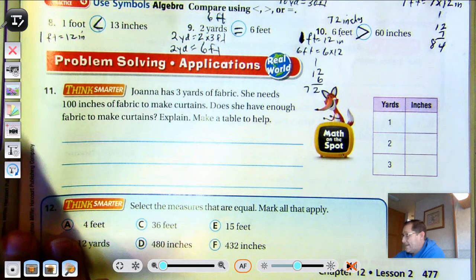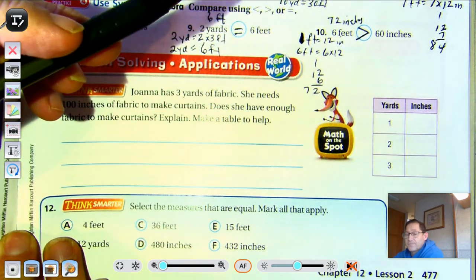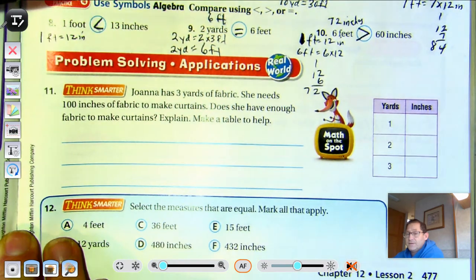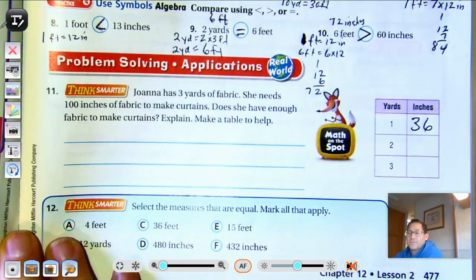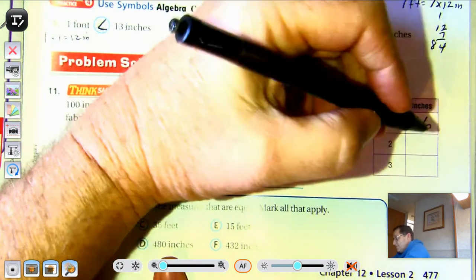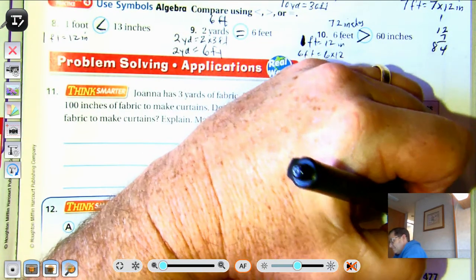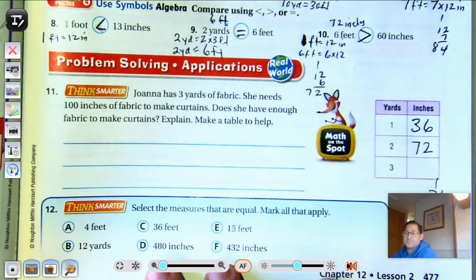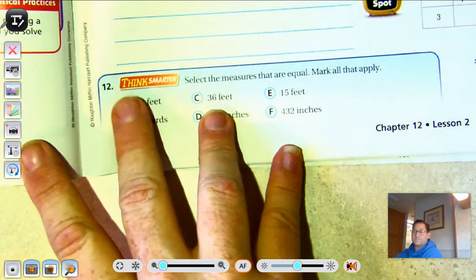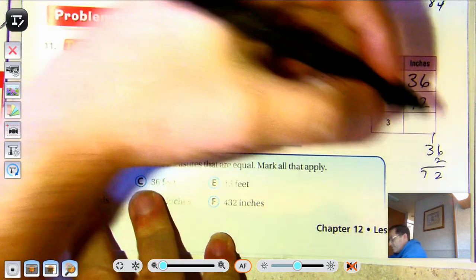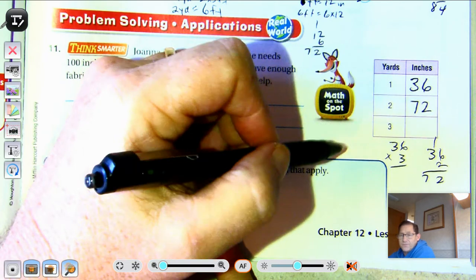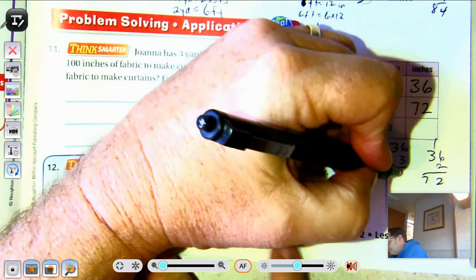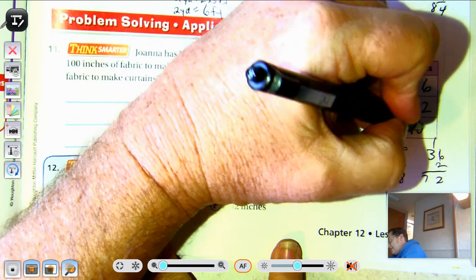Okay, now remember, we said that 1 yard is 3 feet. There are 12 inches in every foot. And so we said, well, 1 yard is 36 inches. We just need to know that. 1 yard, 36 inches. So 2 yards would be 2 times 36. That would be 72 inches. And 36 times 3, 36 inches in every yard, 3 sets of 36 inches, would be 108 inches.